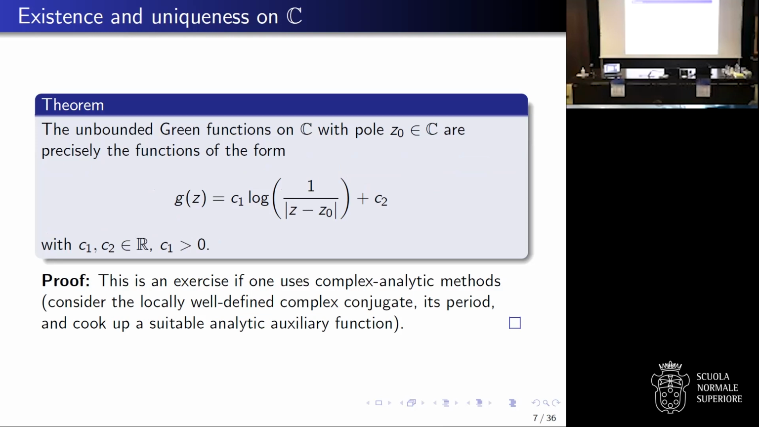Let me just throw in some keywords here. You can look at the harmonic conjugate of the function. You look at periods, and then you can cook up some auxiliary holomorphic functions, and then you get this result out of this. So this is not super hard to prove, and it's more on the level of an exercise.